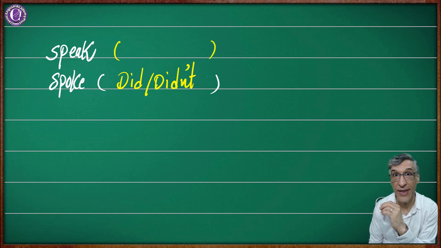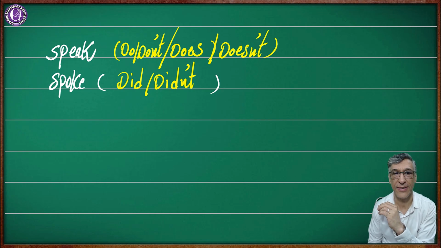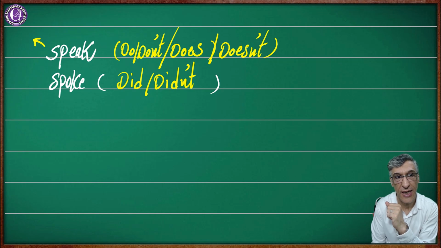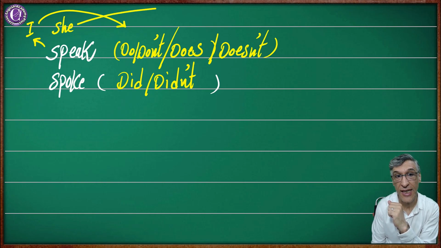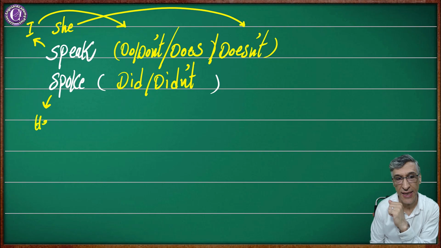What about the speak? We use do or don't. We can also say does and doesn't. Yes, this is larger. Okay, speak, it depends, huh? You say I use do and don't. Well, if I say she, I say he or she doesn't. But what about spoke? You say he or you, I or we or it or they.